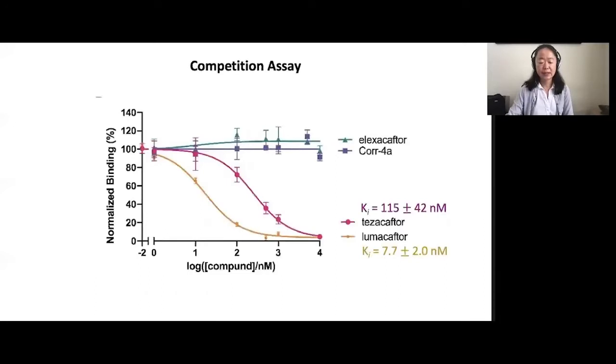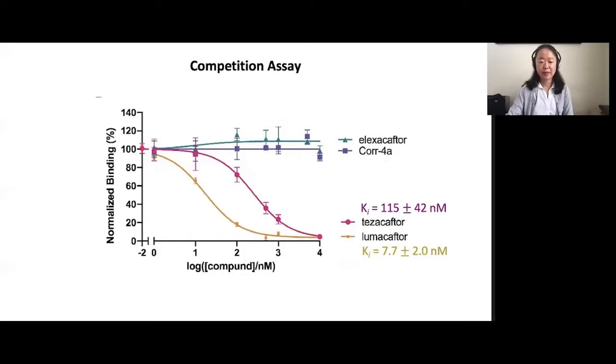We also used the competition assay to demonstrate that lumacaftor can compete off radioactive labeled lumacaftor with a Ki very close to its measured KD. And tezacaftor also competes with lumacaftor with a Ki of about 115 nanomolar. The other two correctors cannot compete with lumacaftor.